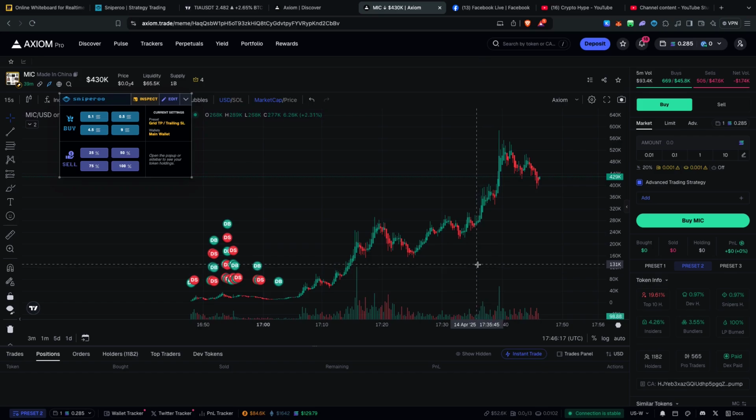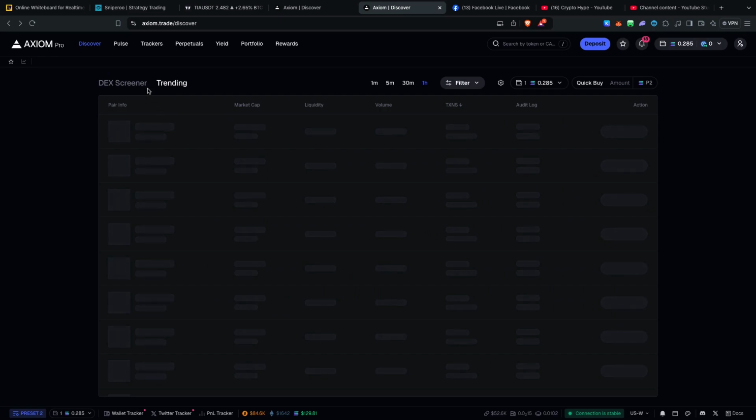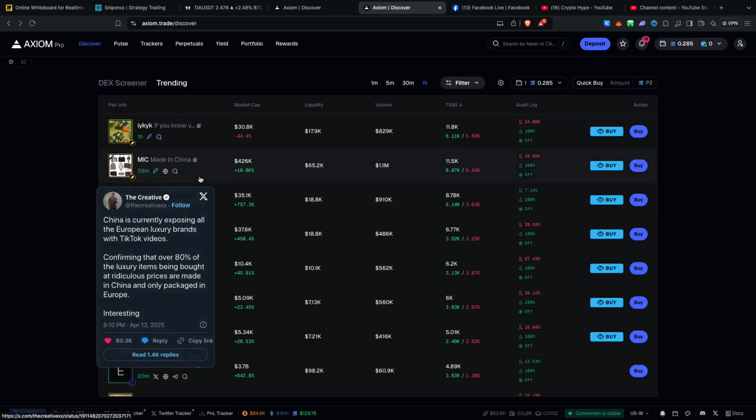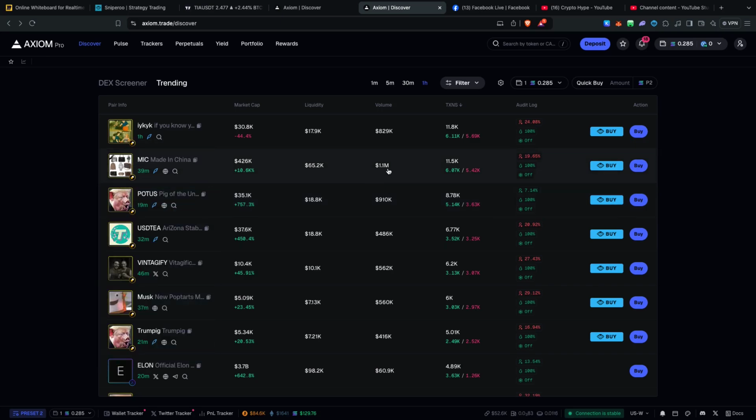So how you trade coins that are on trending is going to be different from how you trade coins that are on Dexscreener. Because personally, I would rather go for coins that are on trending and just fresh new pairs that have got a very good, decent amount of volume. Like this coin that was created 39 minutes ago, having about 1.1 million volume, is a very good thing.